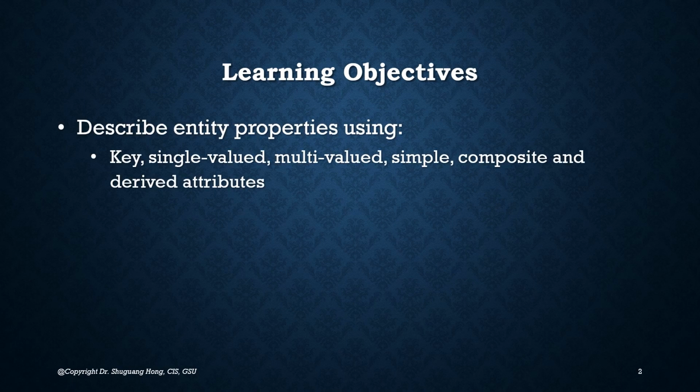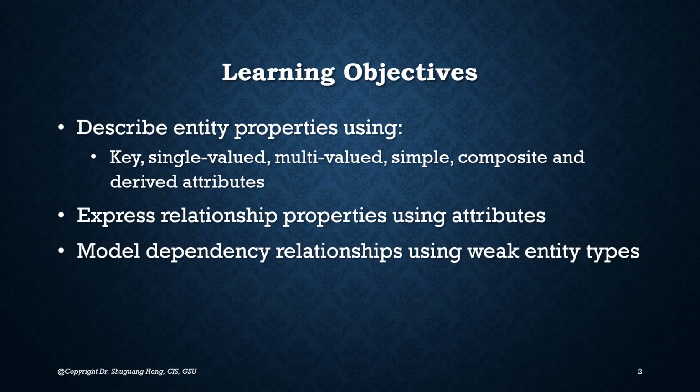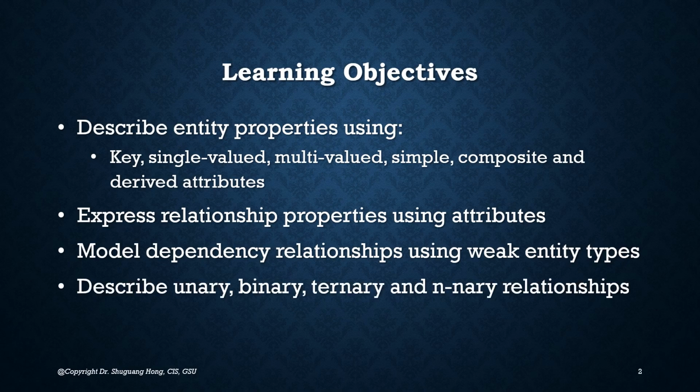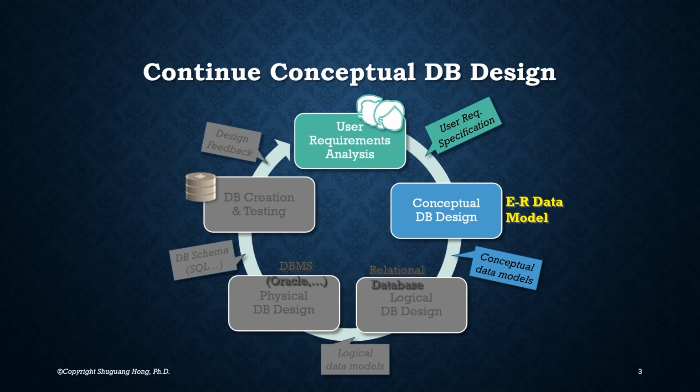Learning objectives. Describe entity properties using key, single-valued, multi-valued, simple, composite and derived attributes. Express relationship properties using attributes. Model dependency relationships using weak entity types. Describe unary, binary, ternary, and n-ary relationships. Simplify models using supertype/subtype relationships. Continue conceptual DB design lifecycle.